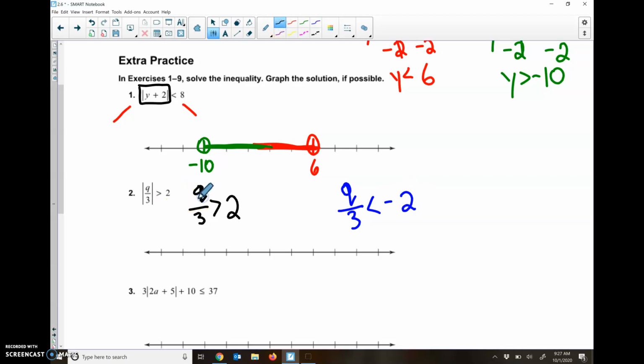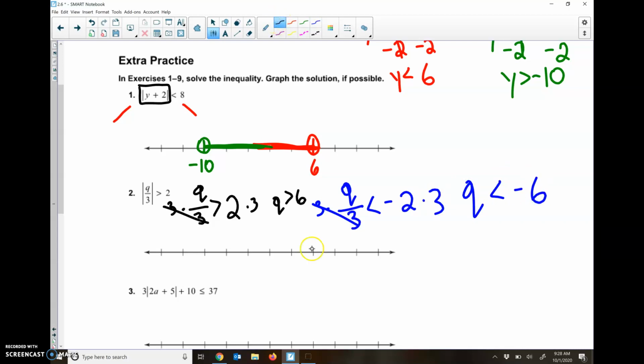And we're going to do the math. So that's Q divided by 3, so I'm going to multiply both sides by 3. 2 times 3 is 6. So I get Q is greater than 6. Over here, same thing, multiply by 3, multiply by 3. So I get Q is less than negative 6.